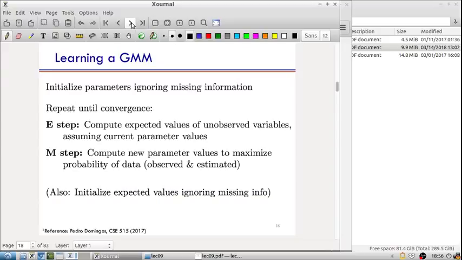And then once you have an estimate of what these hidden variables have taken, I can maximize what is called the likelihood of the whole data, both the observed and the unobserved. For the unobserved, I have an estimate of what they could have taken. Given those two, I can now update and get new parameter values. You repeat this over and over.